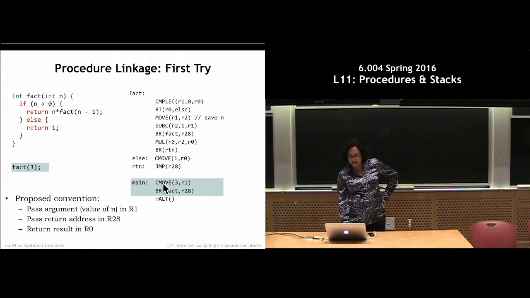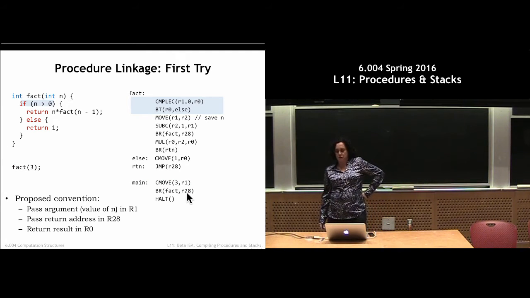So we see here a C move 3 into R1. Okay, so we've achieved that part so far, so good. The next thing we're going to do is transfer the control to the procedure, and we're going to store our return address. So we have a branch to factorial, and we store the return address into R28. Okay? Now we move into the code within the procedure.